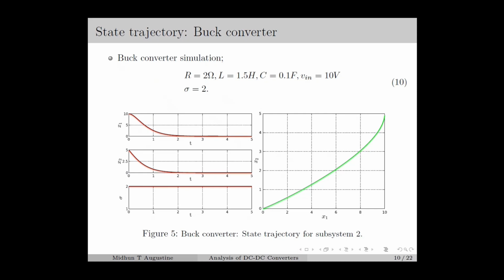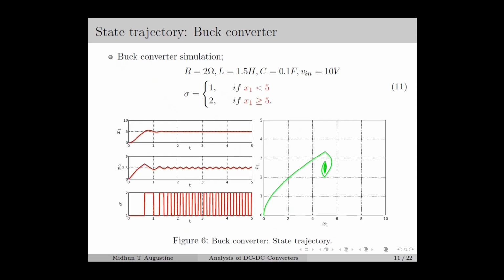This situation is illustrated in equation number 11, in which we consider the desired output voltage as 5. If x1 is lesser than 5, we set sigma equal to 1. In other words, we switch to subsystem 1. And if x1 is greater than or equal to 5, we set sigma equal to 2.